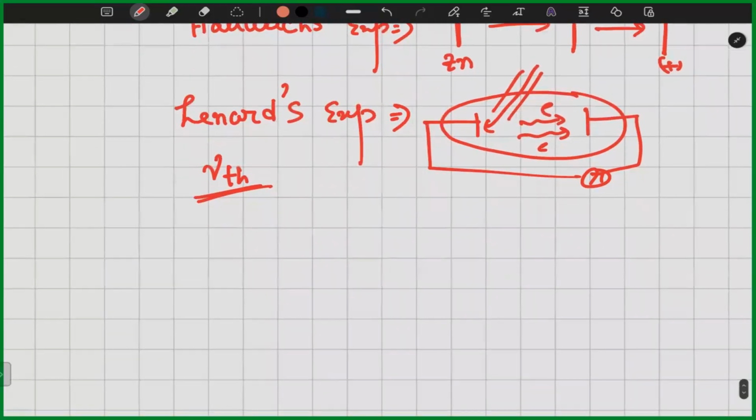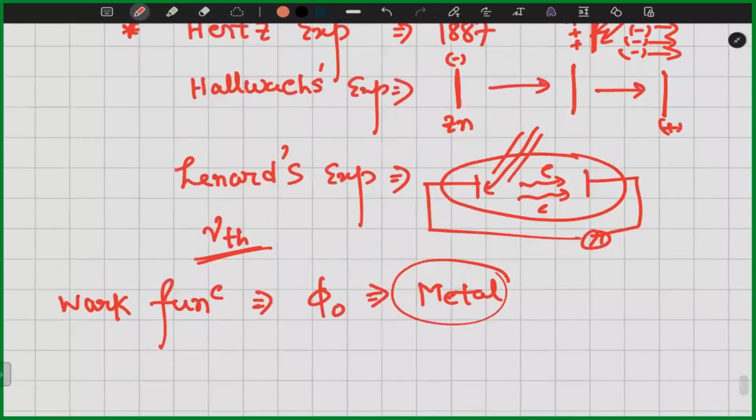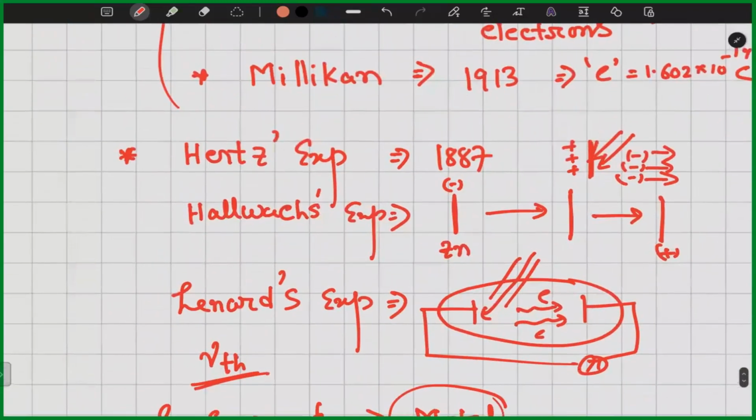And there is a work function. We also discussed the work function phi 0 that is associated with the metal surface. This is actually a property of the metal, by which the electron is bound to the metal. So this is the summary of today's class.